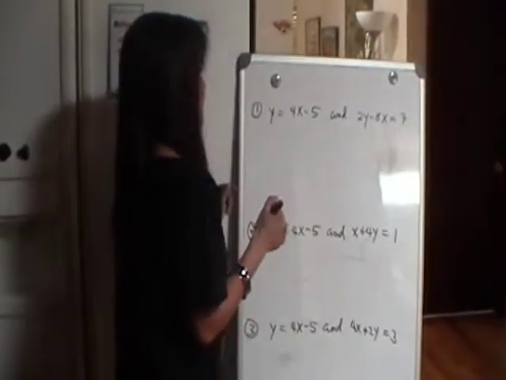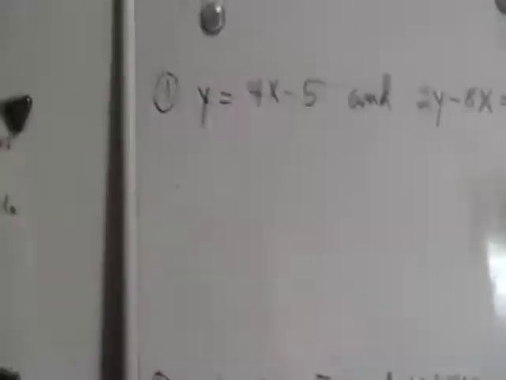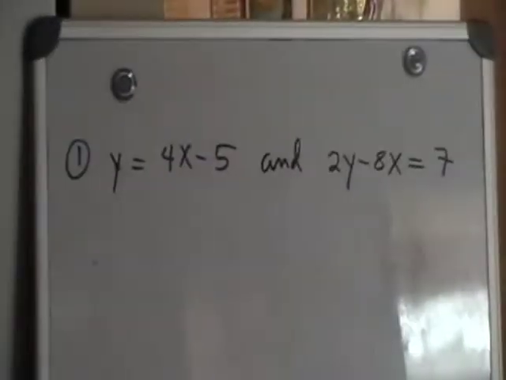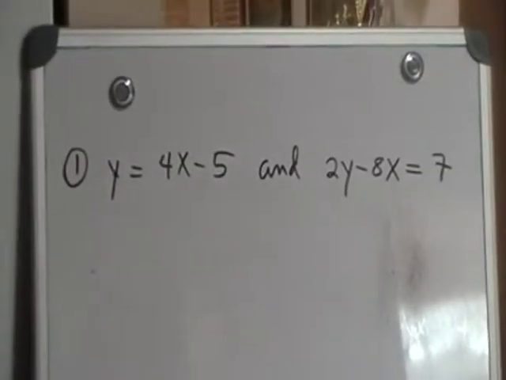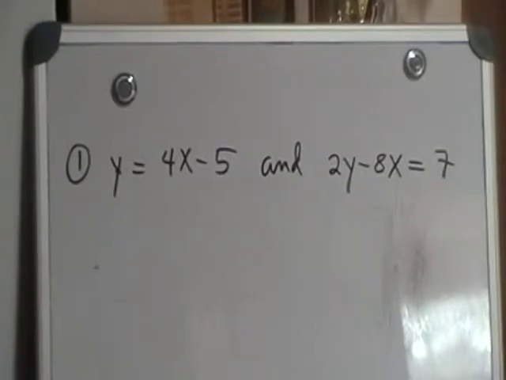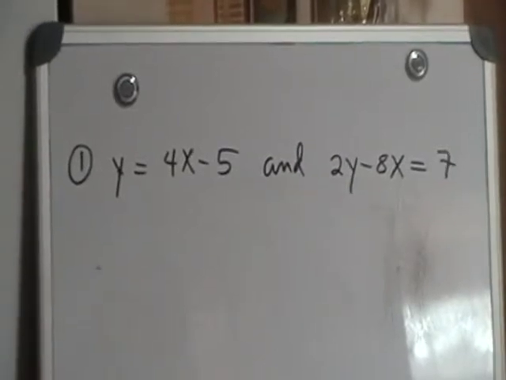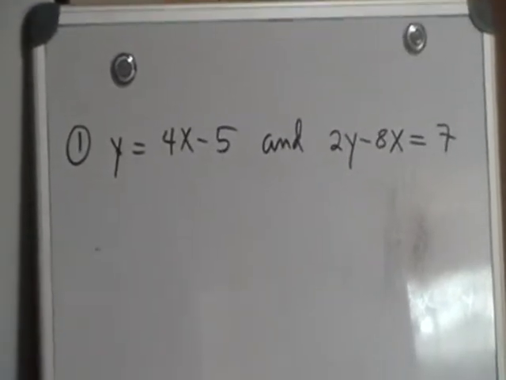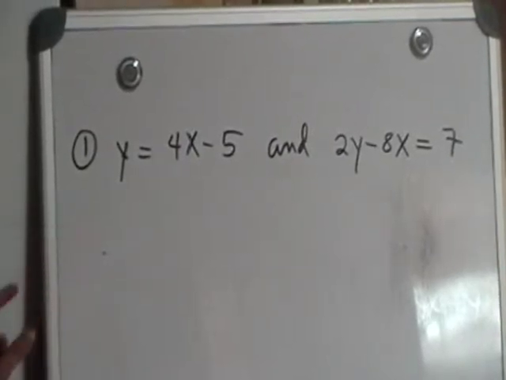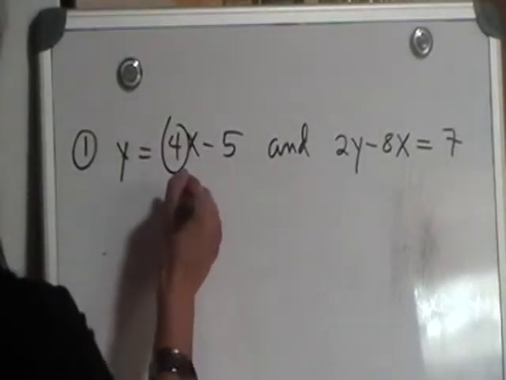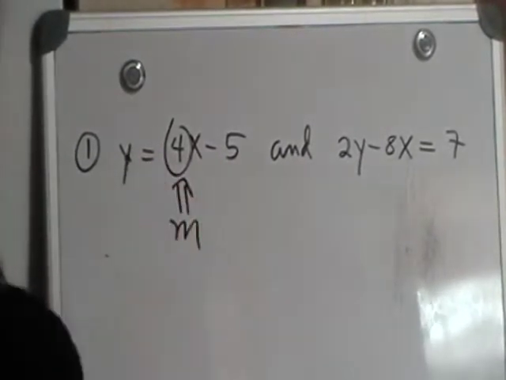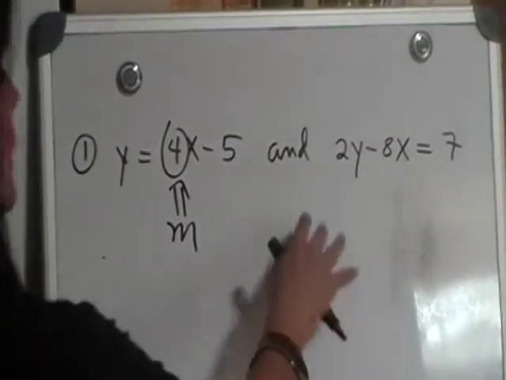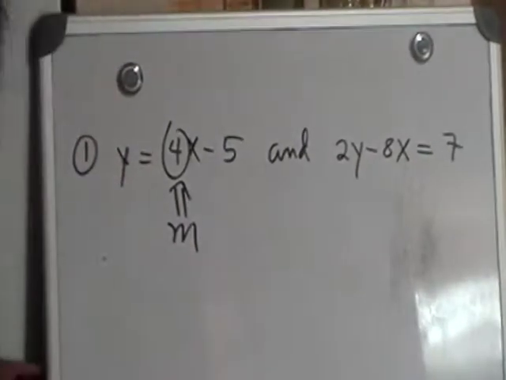So if we look at this, y equals 4x minus 5 and 2y minus 8x equals 7, well, the simplest way to do this is to just find the slope of each of these lines by isolating the y. So for the first one, we know right away that that is the slope, right? M is 4. Now this one, we have to work to get the slope.